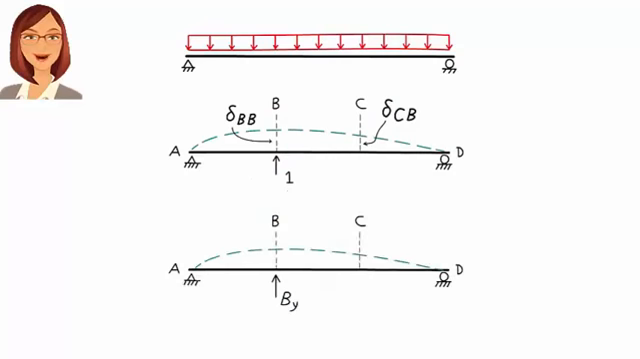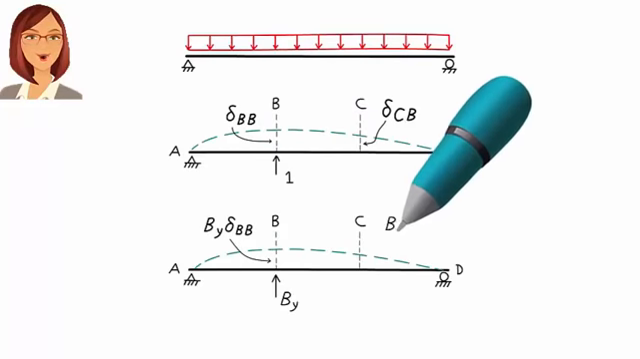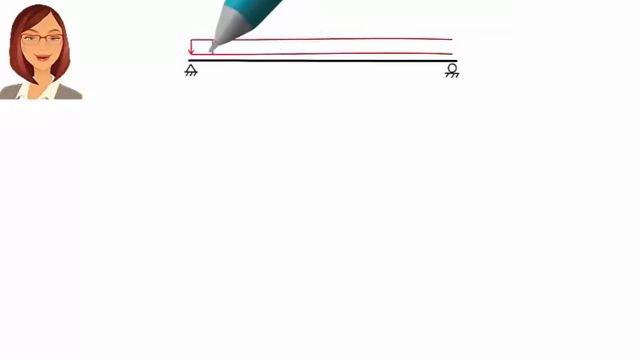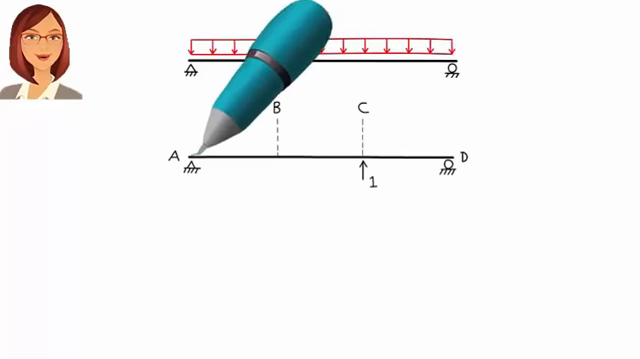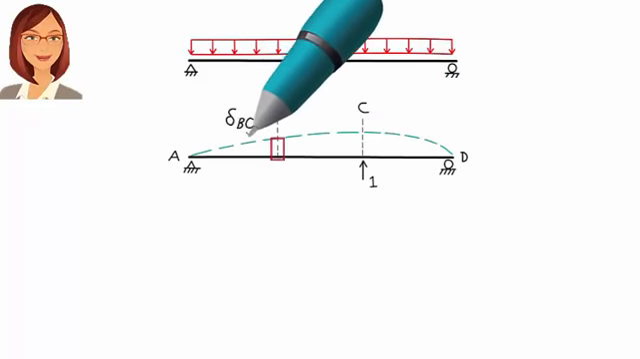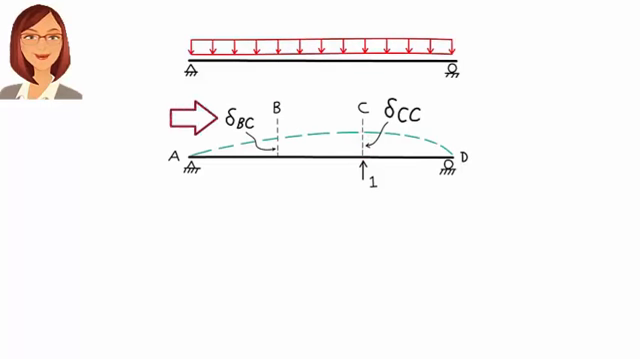Now, if we replace the unit load with By, these displacements can be written as By delta BB and By delta CB. Next, we want to consider the effect of Cy on the beam. If we place an upward unit load at C, the beam is going to deform like this. We refer to this displacement as delta BC, and we call this one delta CC. Delta BC is displacement at B due to the unit load placed at C, and delta CC is displacement at C due to the unit load at C.